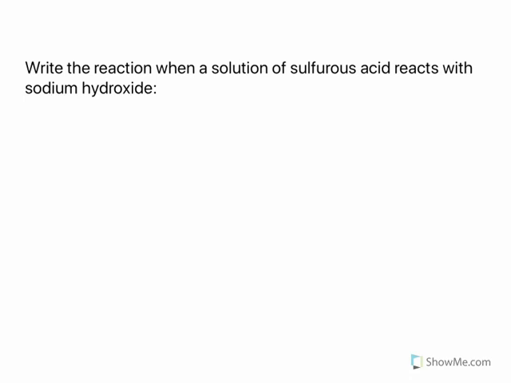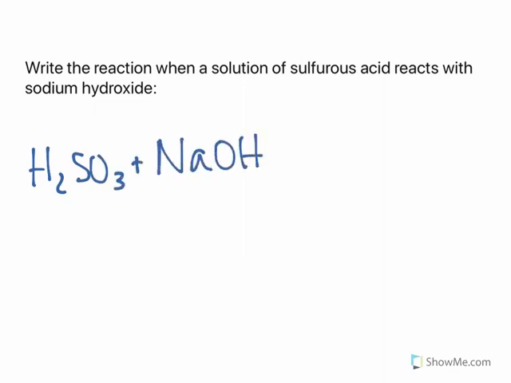Write the reaction when a solution of sulfurous acid, H2SO3, reacts with sodium hydroxide, NaOH. The salt formed will give us the sodium and the sulfite of each.